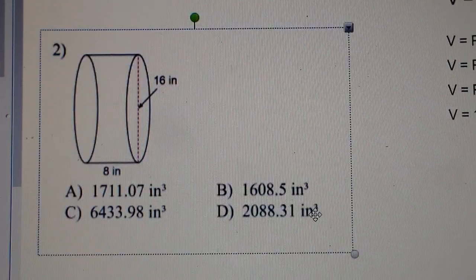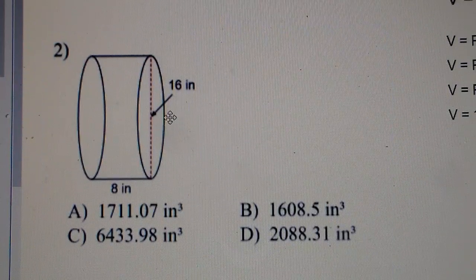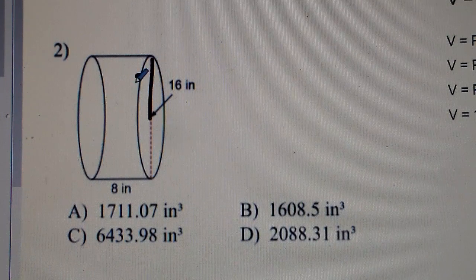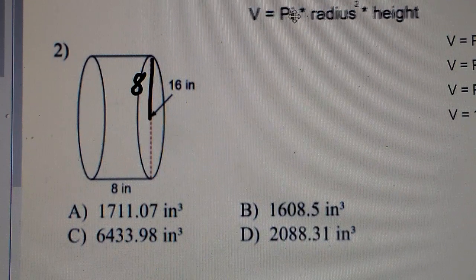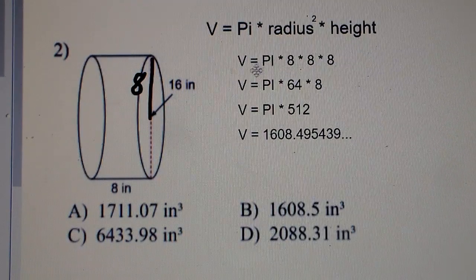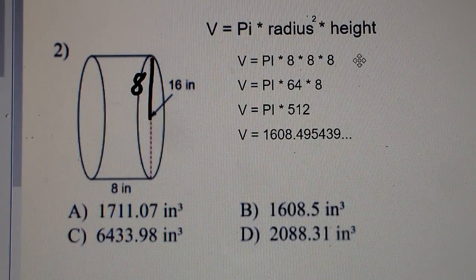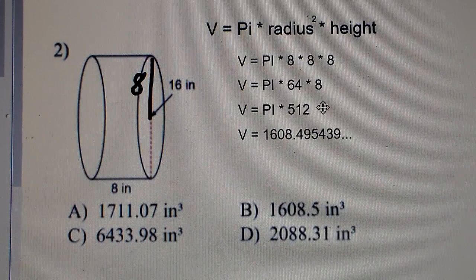Number 2. We'll do another one. Once again, they give you a diameter of 16 inches, so we have to know that the radius is half of that, so it's 8. We plug it into our formula. There's our formula, and here's my work. Volume is equal to pi times radius squared, so 8 times 8, and then times the height, which is that last 8. 8 times 8 is 64. 64 times 8 is 512.